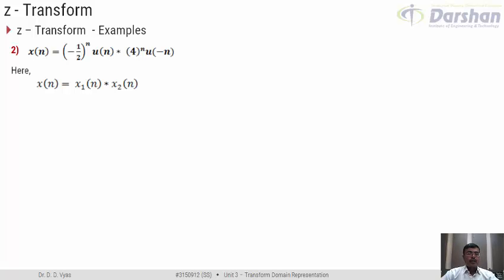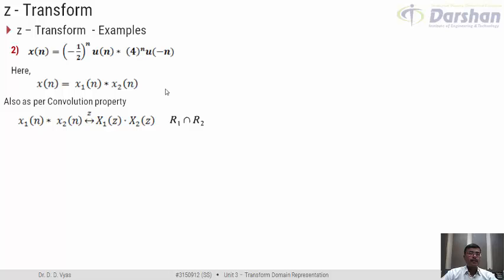So here x of n, I try to represent it as x1[n] convolution x2[n], where x1[n] is this particular signal, whereas x2[n] is 4 raised to power n u of minus n. Now as per the convolution property, we know that convolution in time domain is basically multiplication in z domain with the net ROC as the intersection of the two individual ROCs.